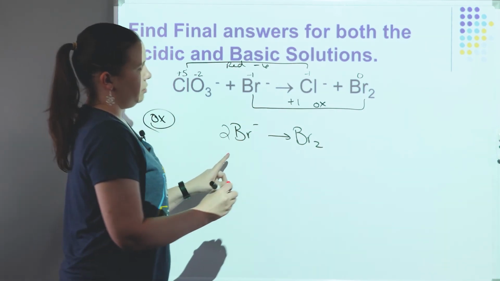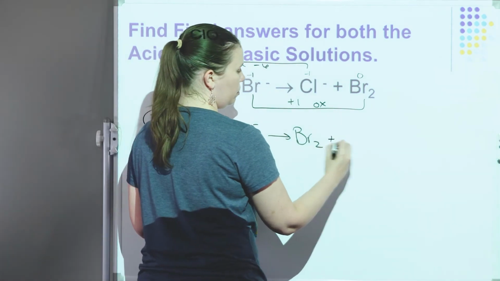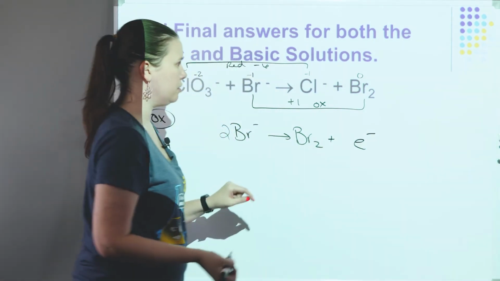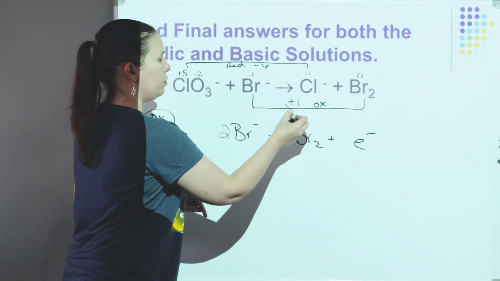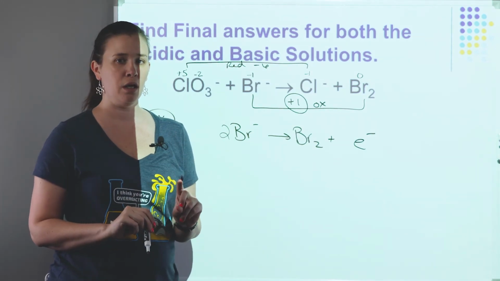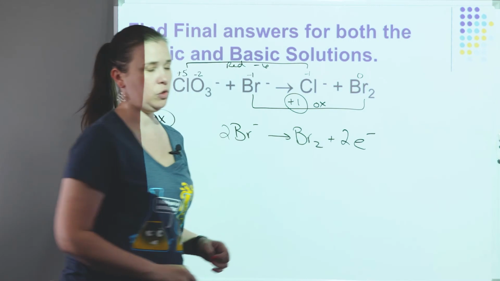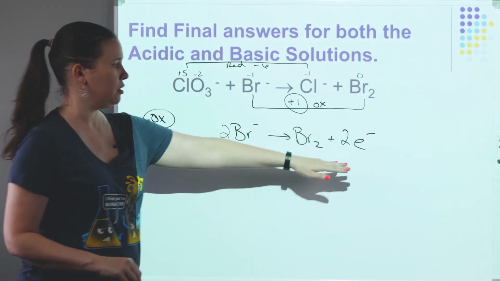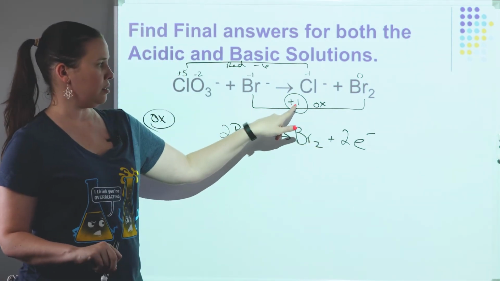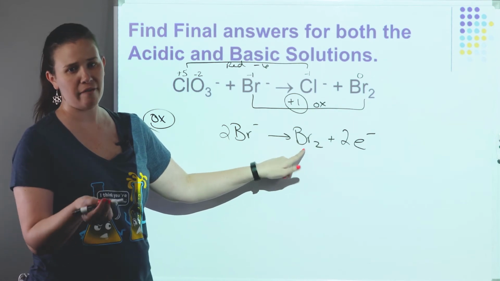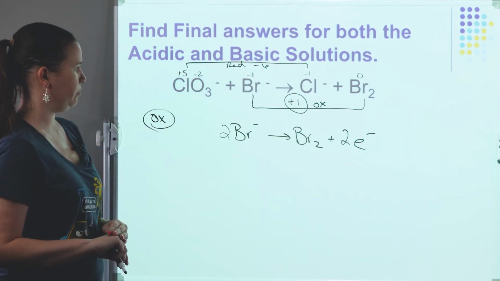Now let's think electrons. This is oxidation, so it's going to be a loss of electrons. And each of the bromines has a change of 1. But how many bromines are included? 2 of them. So I'm going to double my number of electrons. That's the tricky part. This is the change per atom. Since I have 2 atoms, I have twice the electrons.